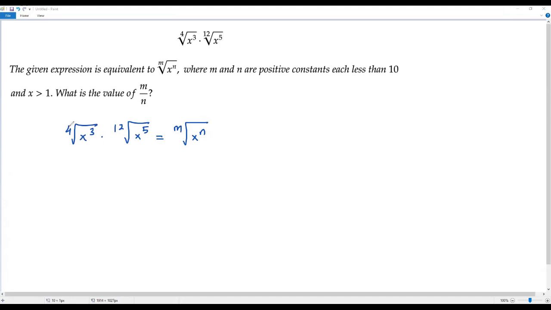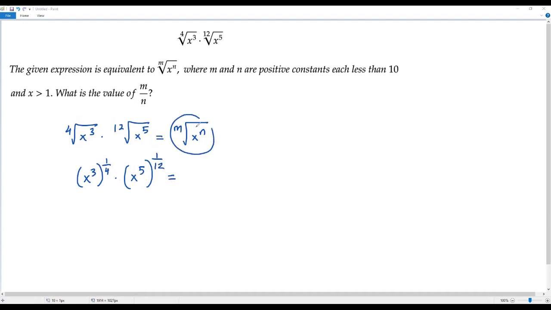Okay, now what we can do is first we can write this radical as an exponent. Whenever I write a radical as an exponent, the exponent will be a fraction with numerator 1. The index of the radical has to be taken as the denominator. Then we get x to the third power whole to the power of 1/4. I have written this radical as an exponent, that is 1/4. The same thing we can do for this one, that is times x to the fifth power whole to the power of 1/12, since the index of the radical is 12.